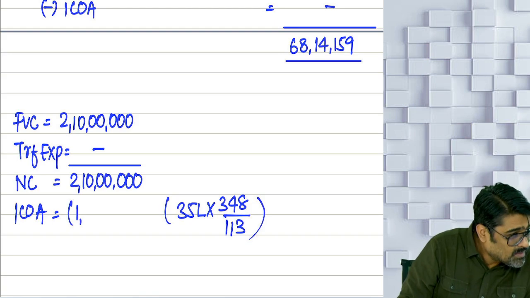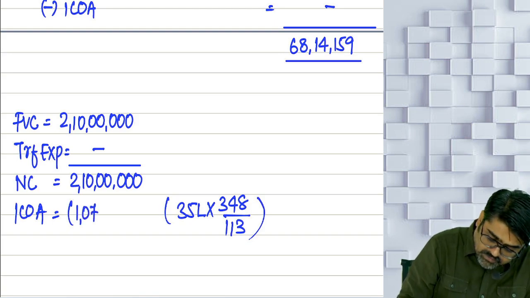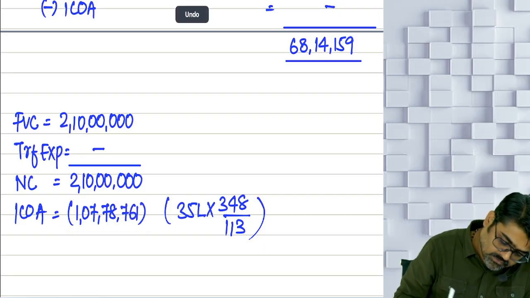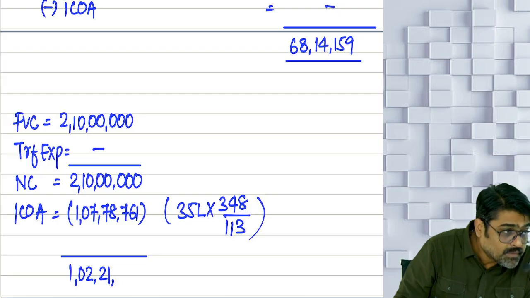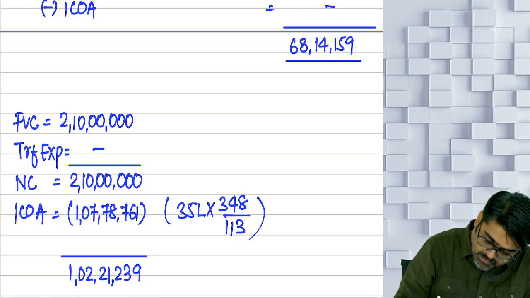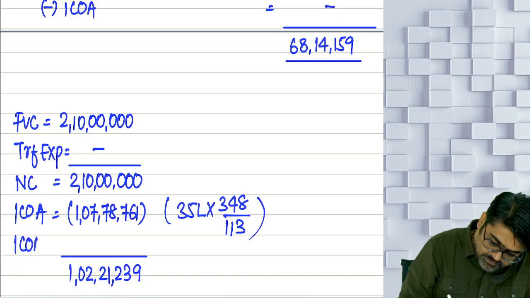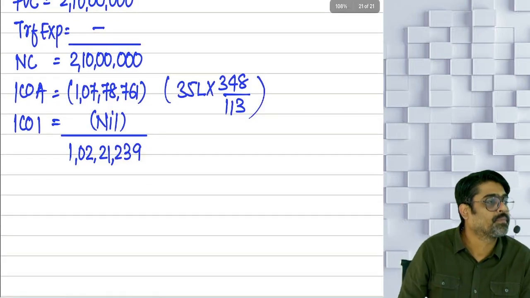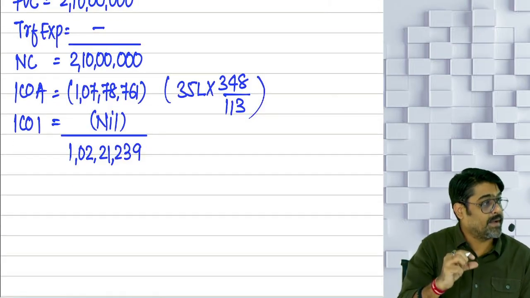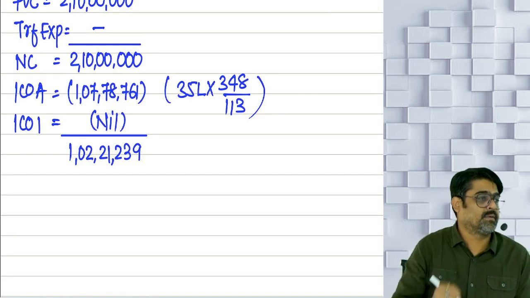1 crore 7 lakh 760. Reduce this. 1 crore 2 lakh 21,230. This is index cost of improvement. Improvement is nothing, no? Now how much is this gain? Tell me. This is the long-term gain of the entire land.